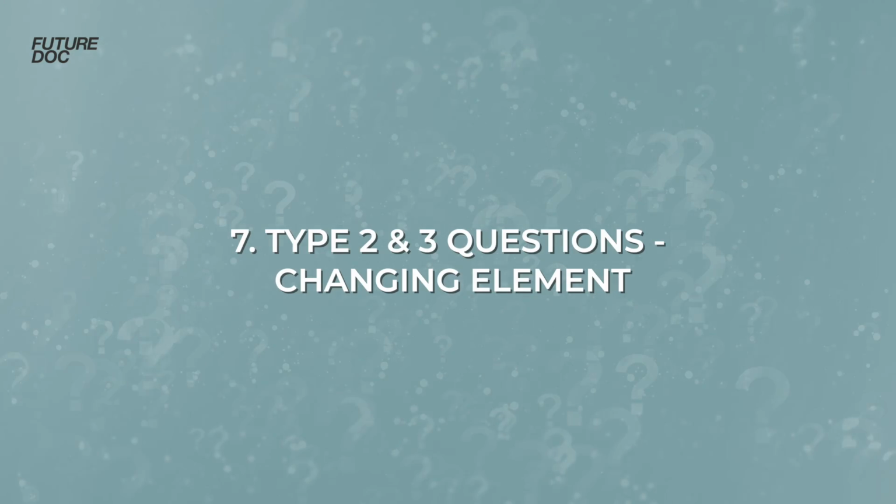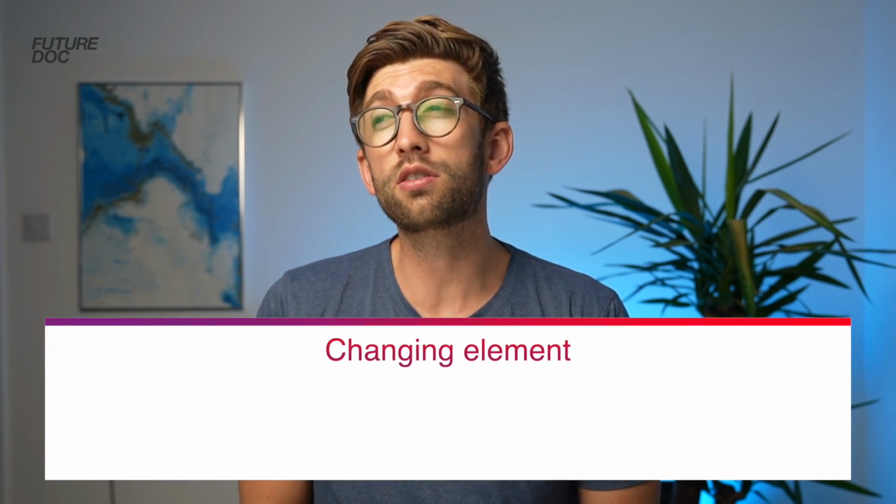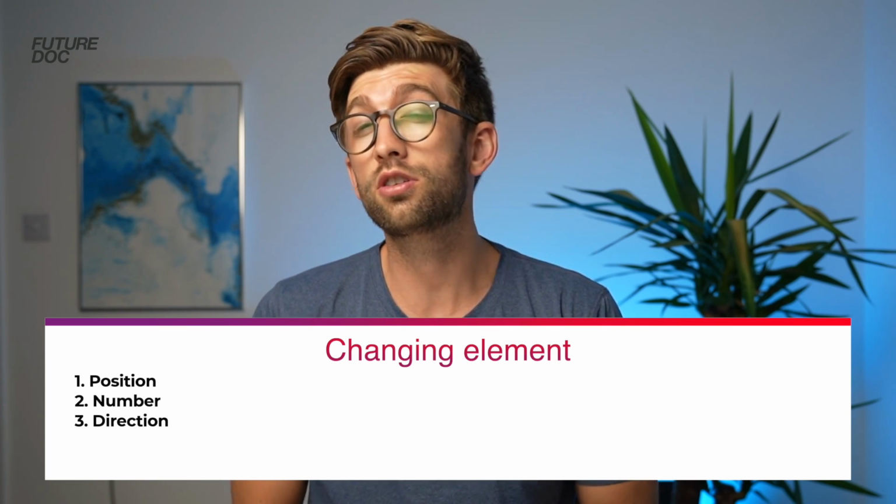So point 7, which is actually the real tip for these two types of questions, is that the element changing for type 2 and type 3 questions is really only going to be one of a handful of things. So for type 2 and 3 questions, the element changing is usually going to be position, number, direction, shading, or size, and very rarely a combination of these.